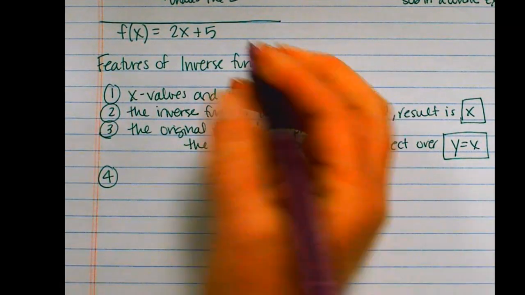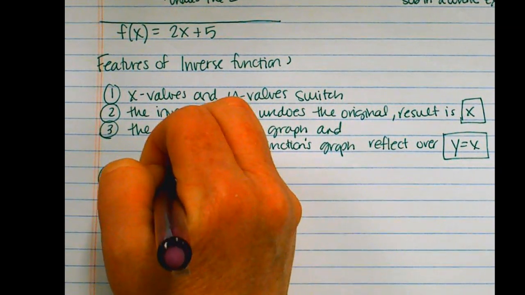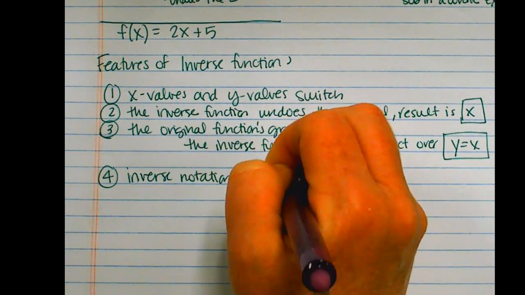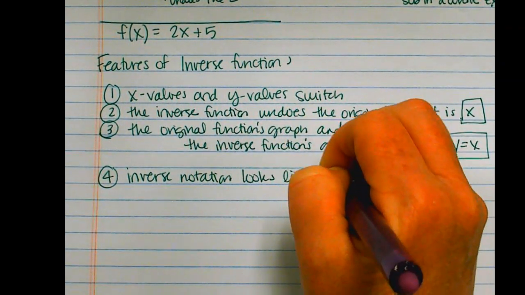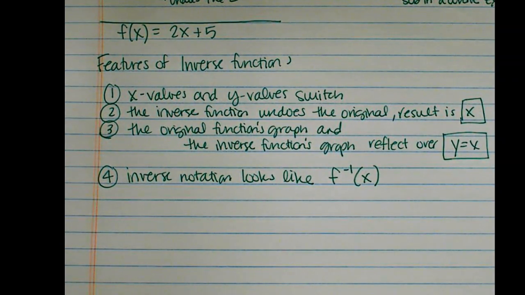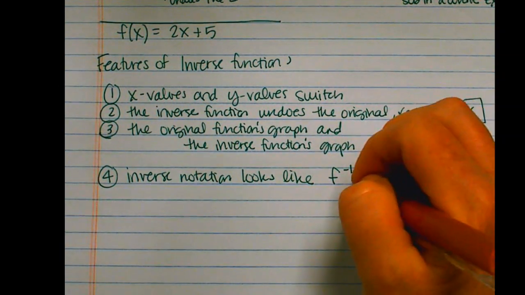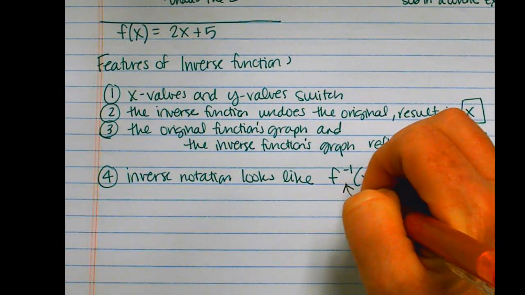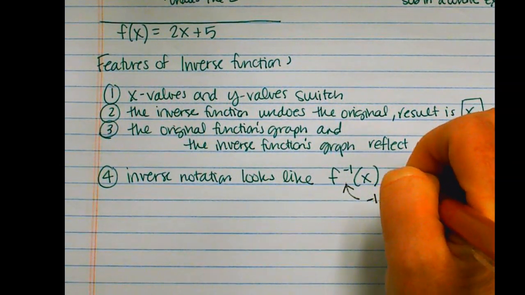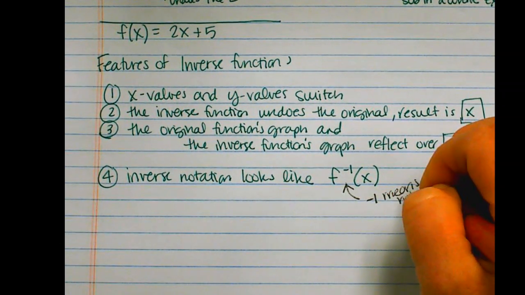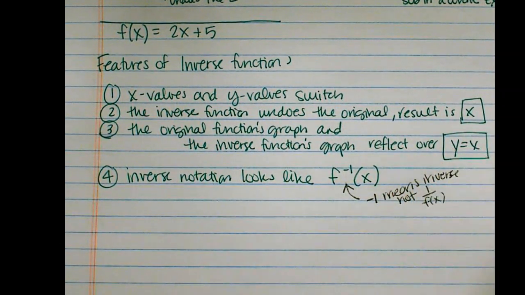For inverse notation, it looks like this: f inverse of x. This is a very unfortunate duplication in my estimation, but this -1 means inverse, not 1 over f of x. This is an important distinction.